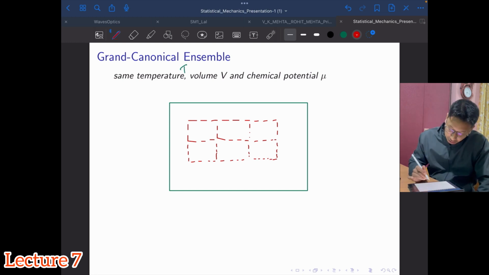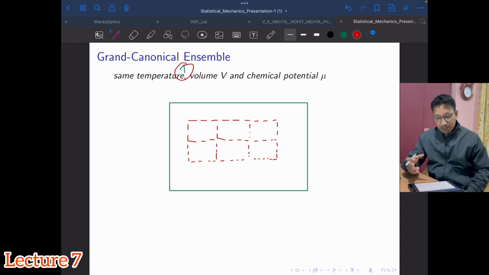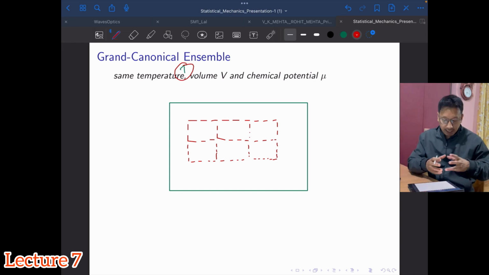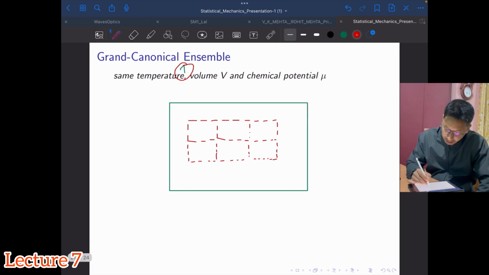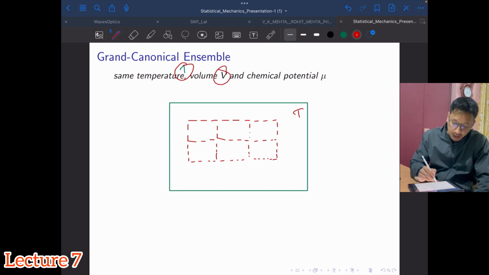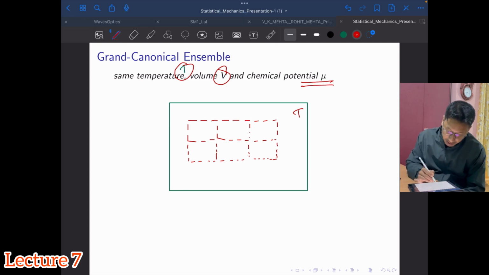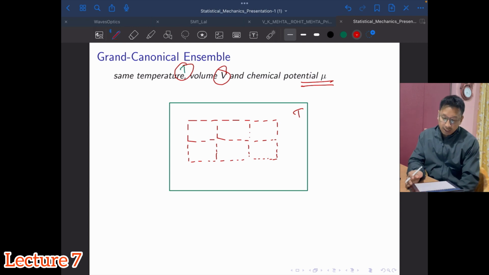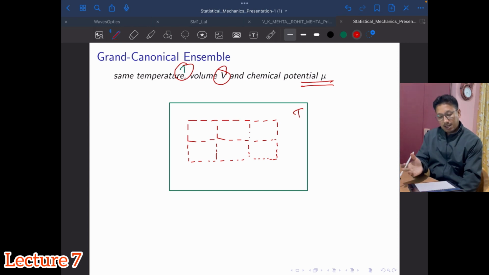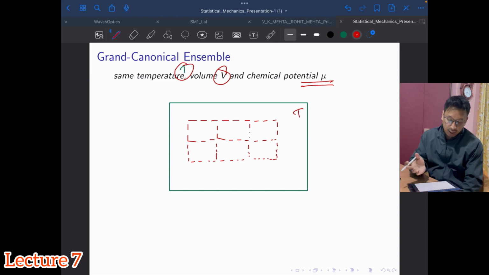The systems in the grand canonical ensemble have the same temperature, meaning all the systems are thermally connected. They are maintained at the same temperature, and all of them are put in a heat reservoir to maintain temperature T, with rigid walls. So volume is maintained at V, and they are at the same chemical potential. To maintain the same chemical potential, the exchange of particles among these systems is allowed.